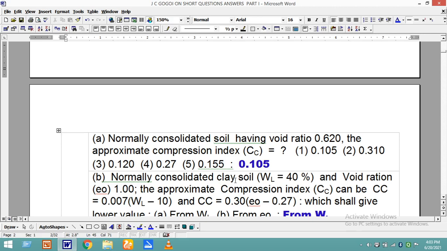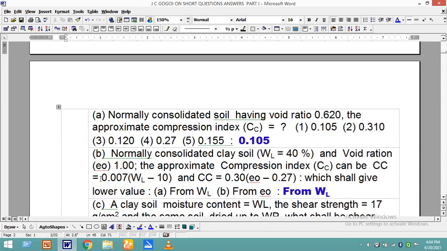Normally consolidated clay, WL equal to 40% and void ratio equal to 1. The approximate compression index Cc can be calculated using two equations. Which shall give the lower value, from the given answer, liquid limit or void ratio? Actually it will give the lower value from the liquid limit.